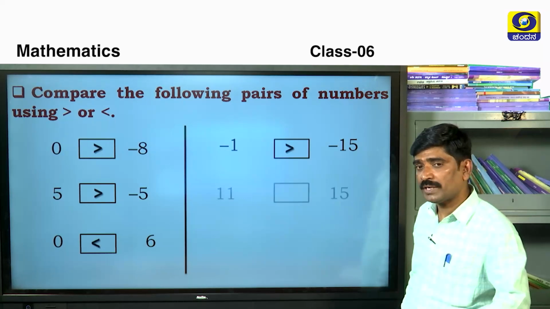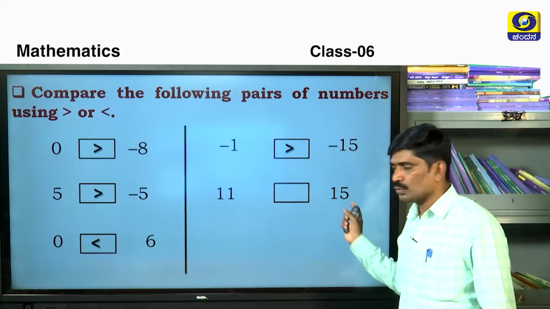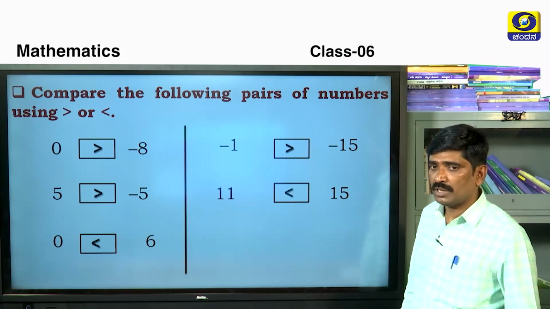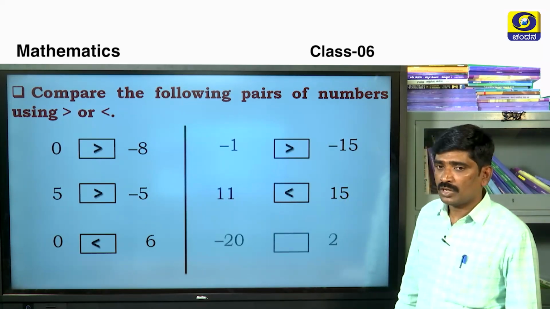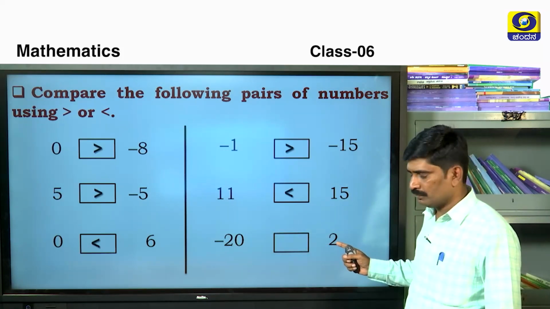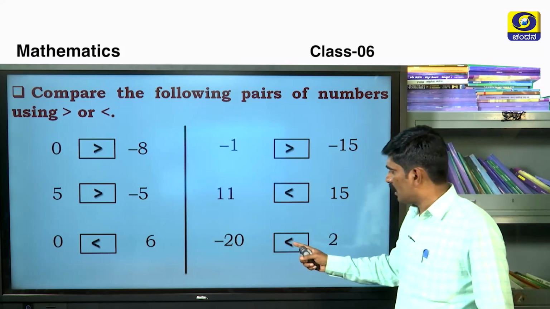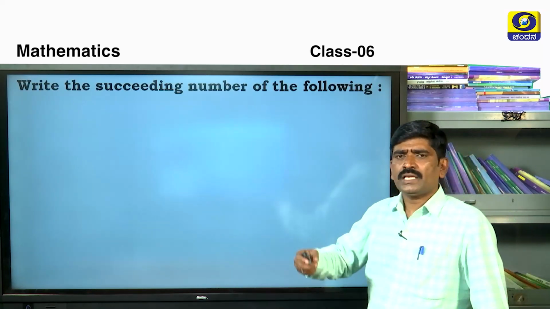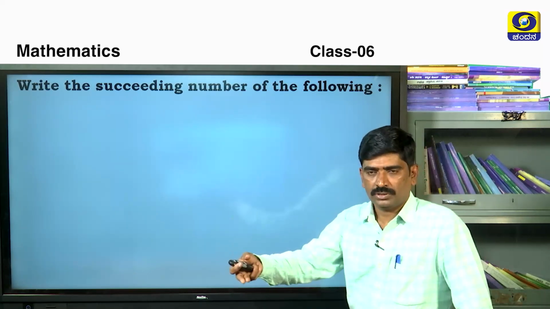Very good. Next one, 11 and 15. In these two, which symbol do we use here? The less than symbol. That is, 11 is less than 15. Then the last one, -20 and +2. In these two, which is the largest number? Yes, +2 is the biggest number. That is, -20 is less than 2. Next, we write the succeeding number of the following. Succeeding means the next number, the greater number.